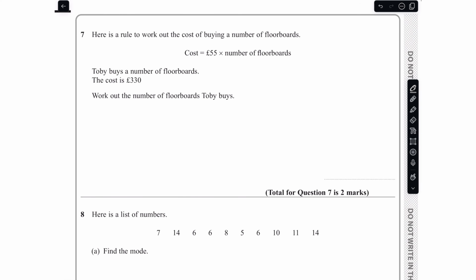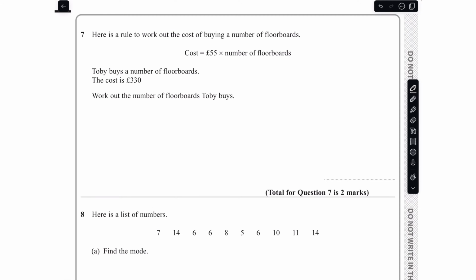In question 7, we are given a rule to work out the cost of buying a number of floorboards. The cost equals £55 multiplied by the number of floorboards. Toby buys a number of floorboards. The cost is £330. Work out the number of floorboards Toby buys.